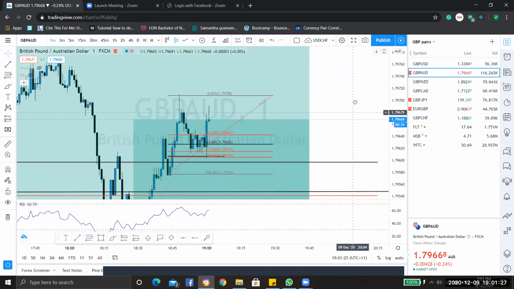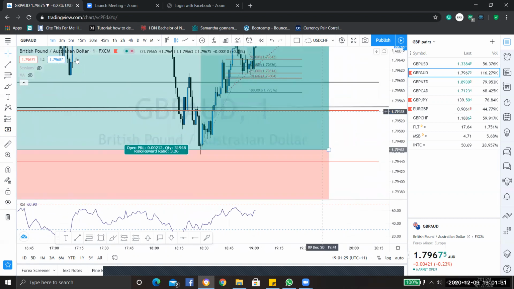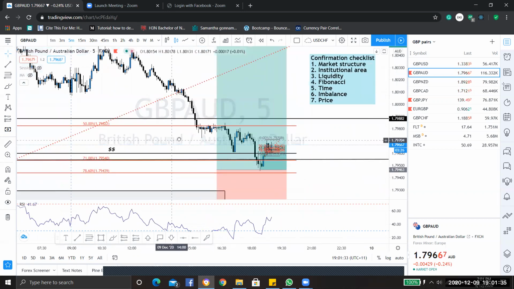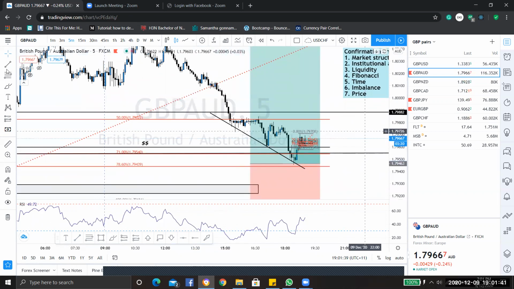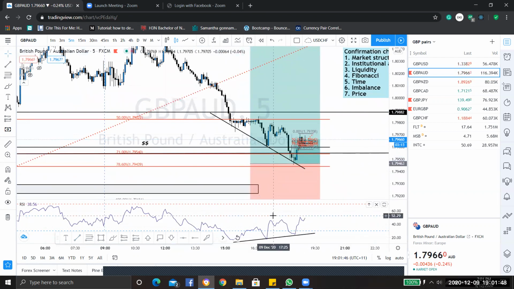Yeah, so taking this uptrend. So why did I jump in this trade? I have a nice divergence setup in 5 minutes. The market is making a lower low, and in the RSI the market is making a higher low. So this is the divergence.